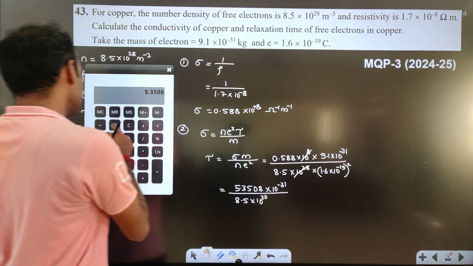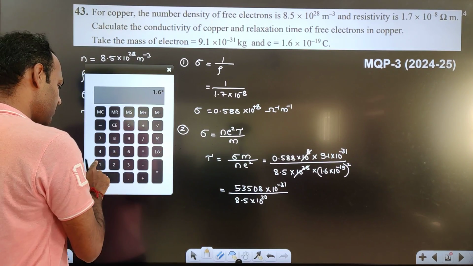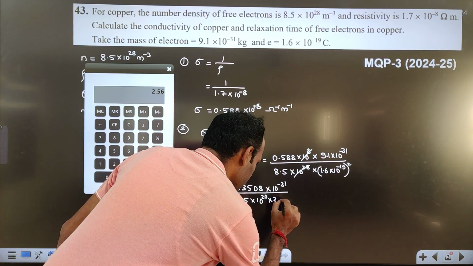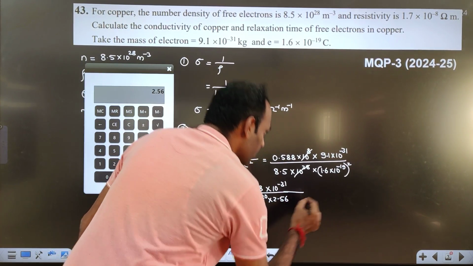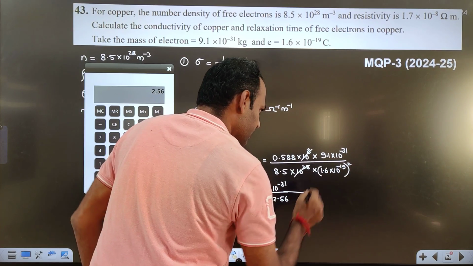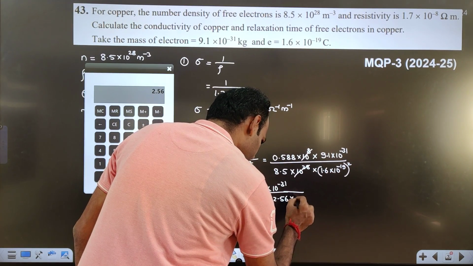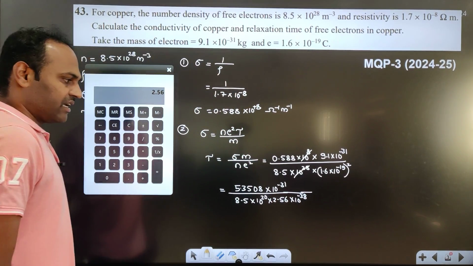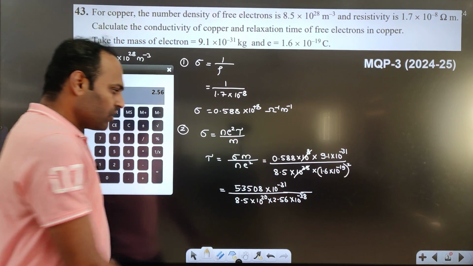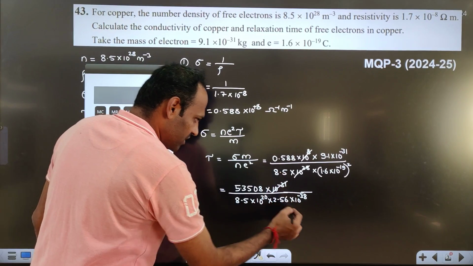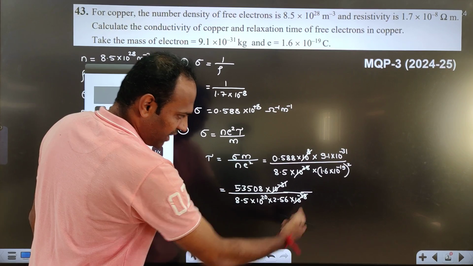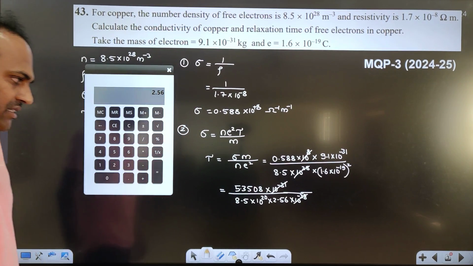Now 1.6 into 1.6 is 2.56. So 2.56 into 10 to the power minus 19 whole square is 2.56 into 10 to the power minus 38. Minus 31 from the numerator and minus 31 from the denominator get cancelled. How much will be remaining here? 10 to the power minus 7 remains.